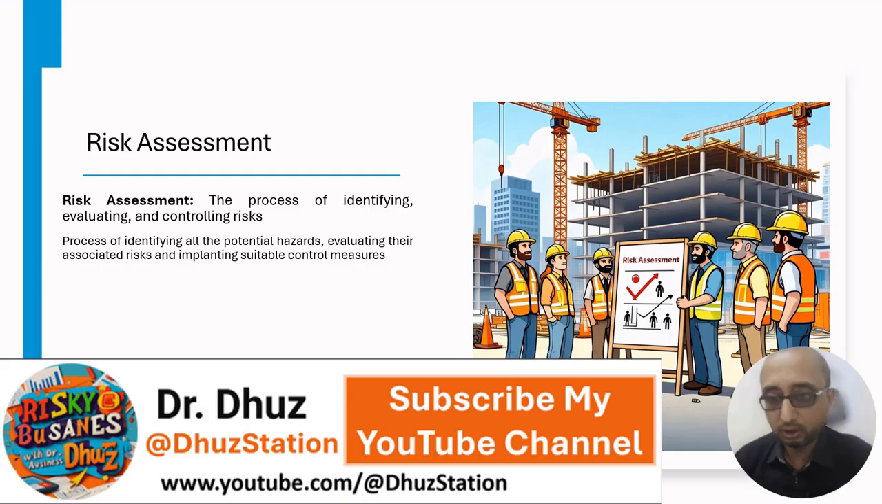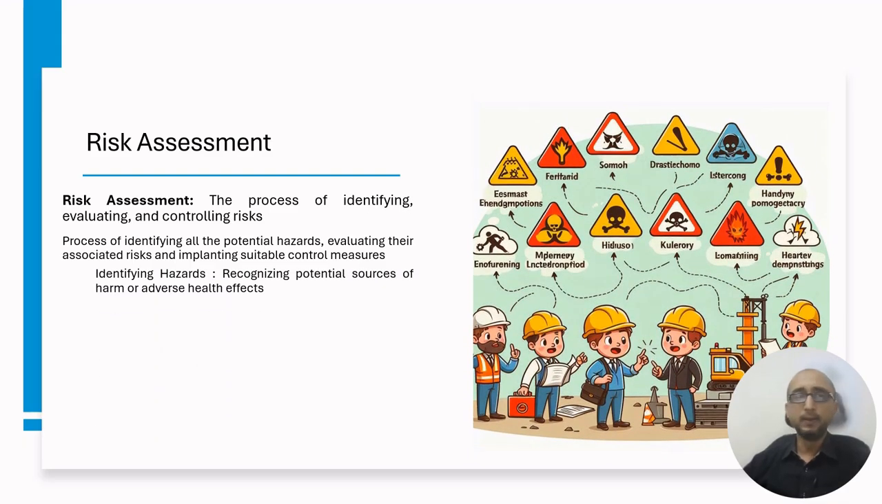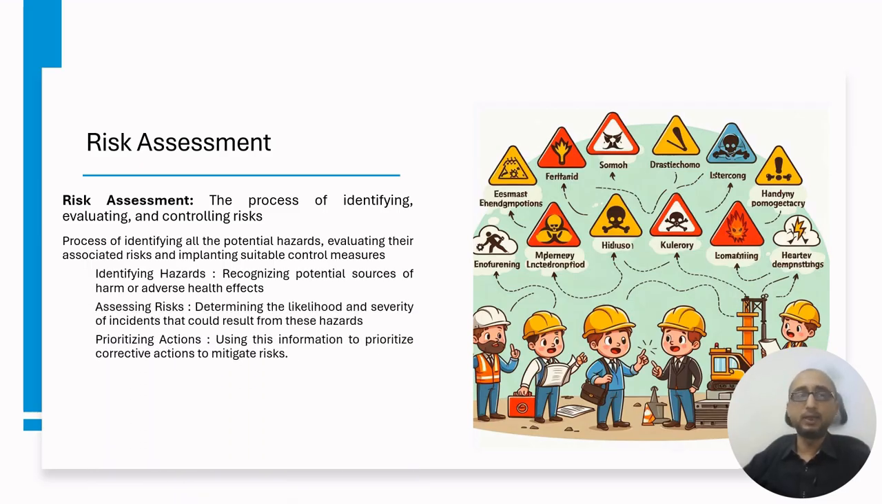Now, first of all, we understood the hazard. The risk assessment process is basically the process in which we do a minimum of three things. Number one, identify all of the potential hazards of the organization that may impact us. Then we evaluate their probable impact, and then we implement suitable control measures so we can make our processes safe. So that is called risk assessment. Basically, it is identification of the hazard, assessment of the risk, and then prioritization of the action.